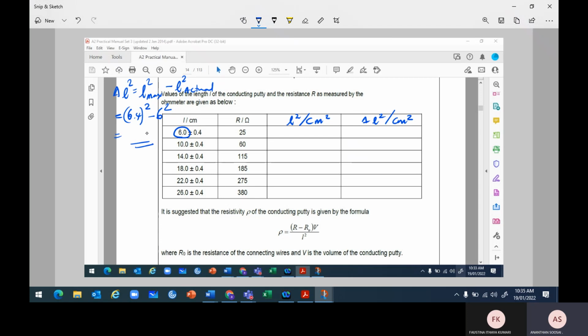Whatever answer you got here, that should be your first reading, right? Changes of L squared. One of the method, maximum L squared minus the actual L squared will give you the uncertainty for L squared, right? Extreme minus the actual for L squared will give you the uncertainty.